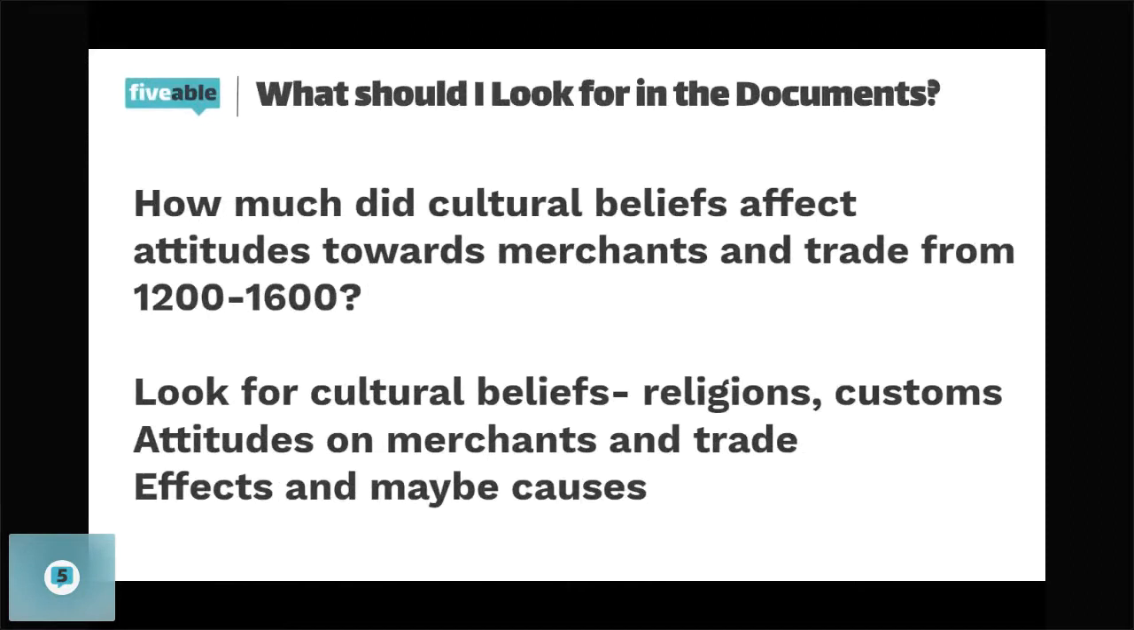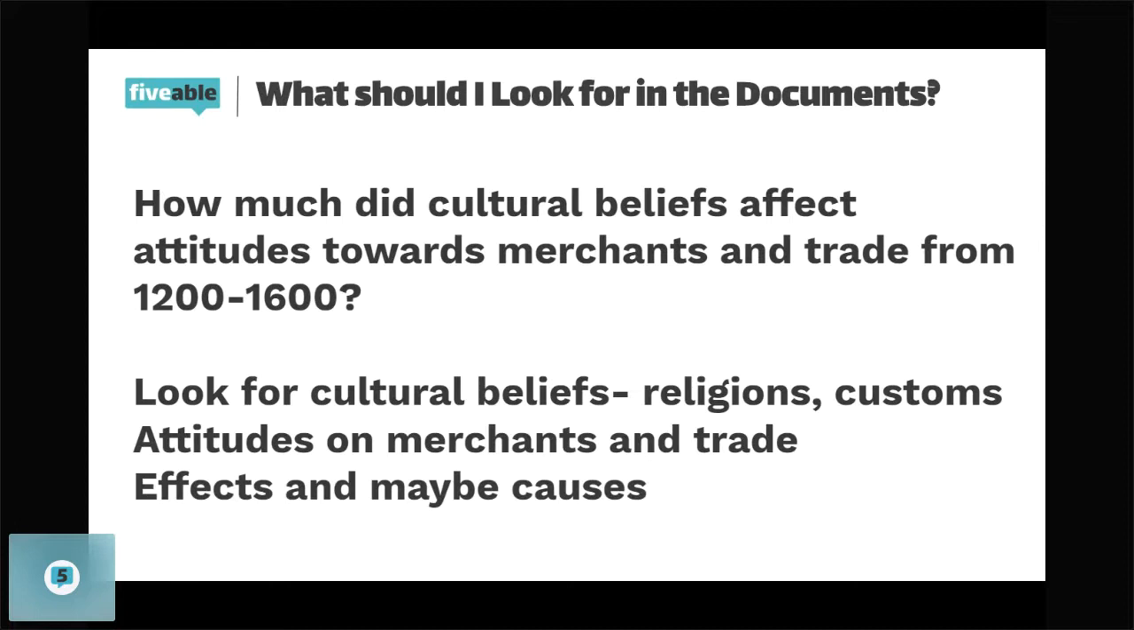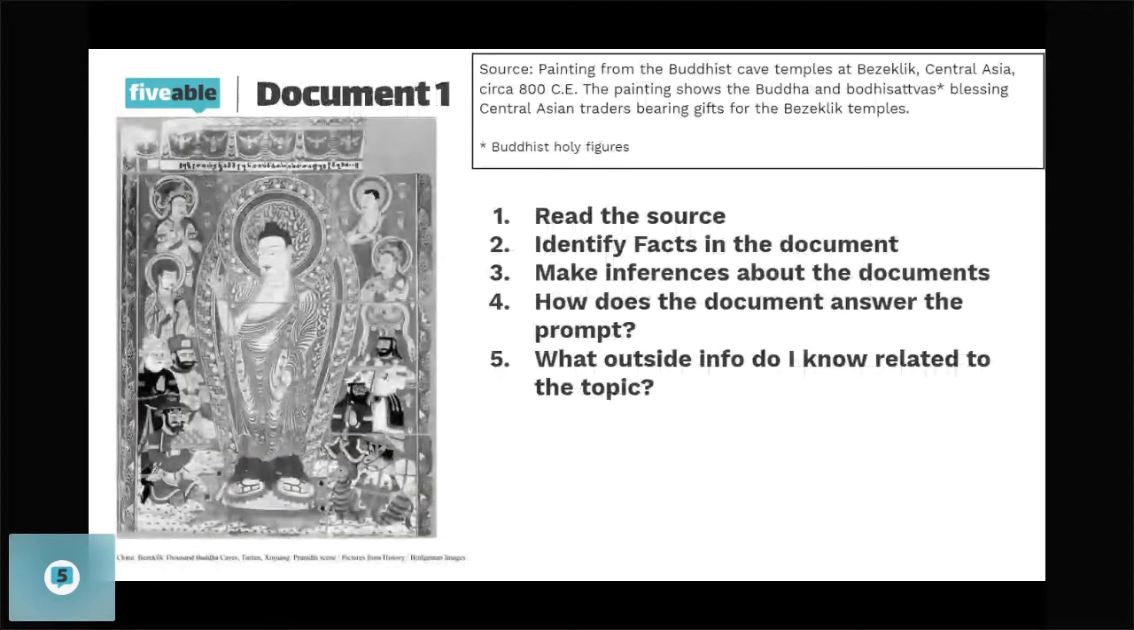Okay, so now that we've got the prompt under control, this is what we need to look for in the documents. So we're looking for cultural beliefs. That might be religions, customs, something like that. And then attitudes towards merchants and trade. Do they like them? Do they hate them, right? Do they blame them for something? And maybe effects, maybe causes, but actually we're not going to quite get into that. But we're looking for their beliefs and then attitudes. Okay, I know, it sounds so easy until you actually start looking at the documents, and then it gets a little tricky.